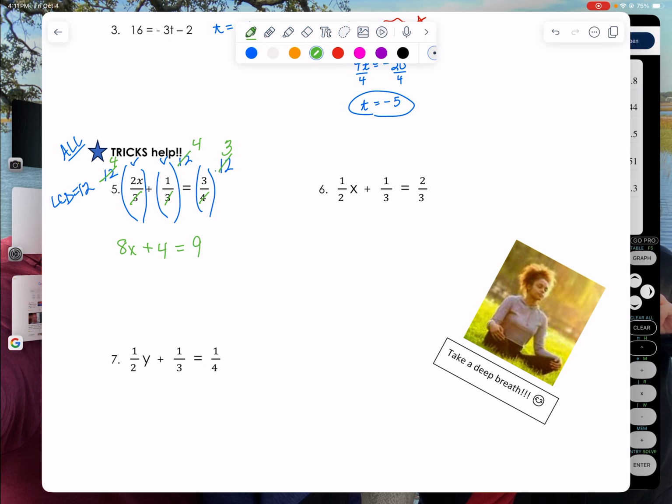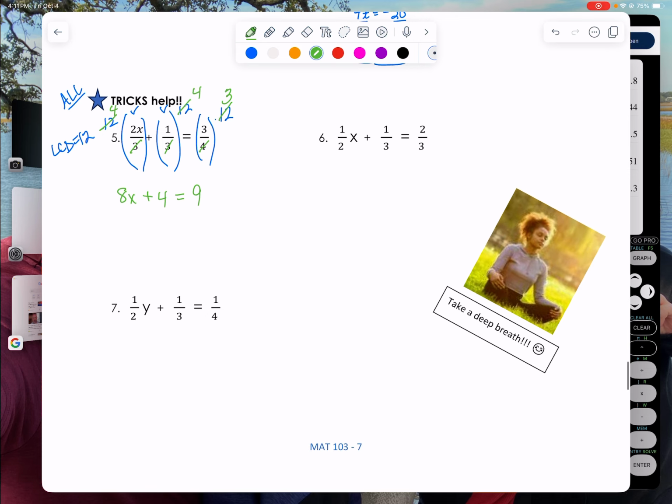So notice once I multiply each piece by the common denominator, I've got just a regular old equation that we've already been solving. So now it's easy. I just subtract 4 on both sides. So I get 8x is 5, and then I divide by 8, and I have a lot of students that go, you mean my answer is a fraction, 5/8? Yep, I mean you started with a fraction, so that sort of makes sense.